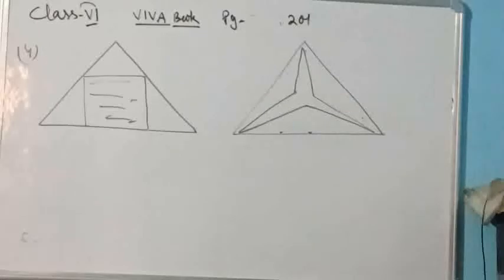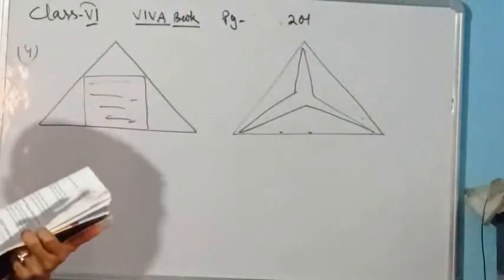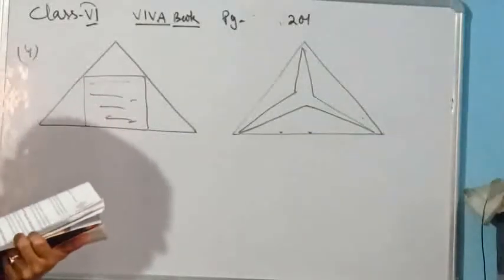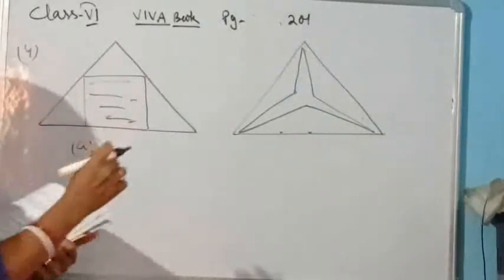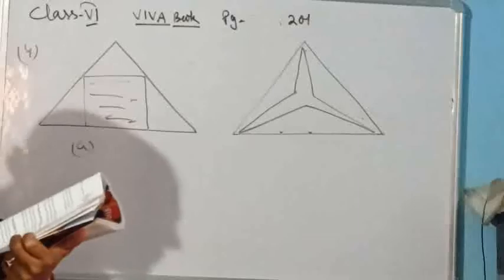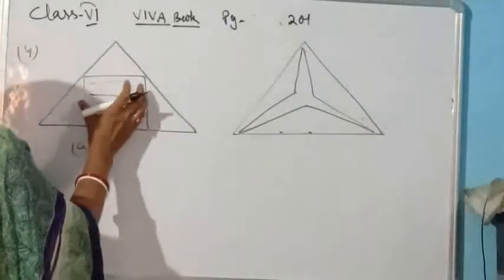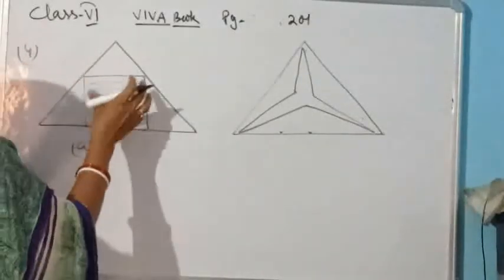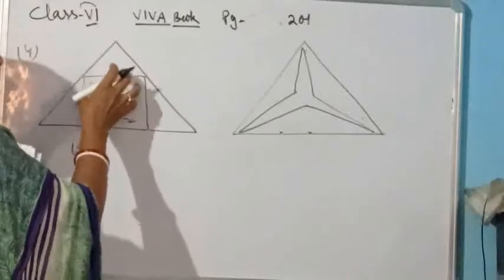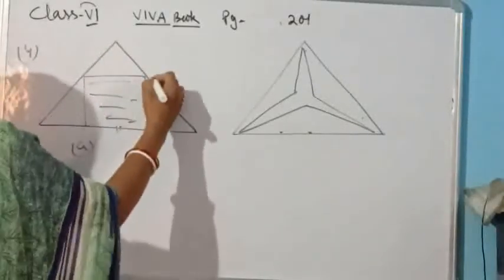Children, come to question number 4 here. First, be attentive to what has been asked in the question. Draw, if possible, a polygon inside an equilateral triangle such that, first case, the area of the polygon is greater than that of the equilateral triangle. Suppose here I am trying to put a square. Other than a square also, if you are trying to put any polygon inside this equilateral triangle, let's consider this is an equilateral triangle, and let all the sides be equal.